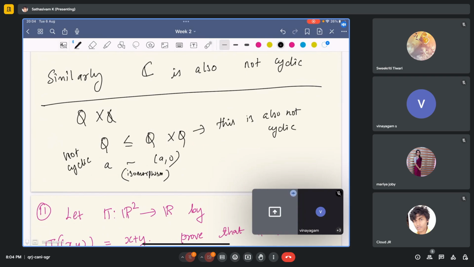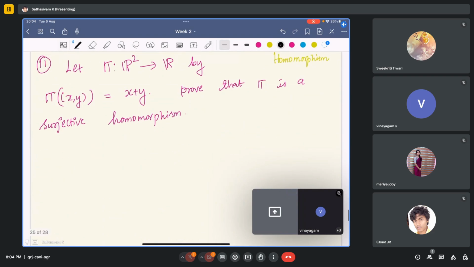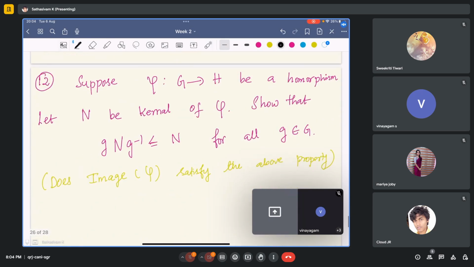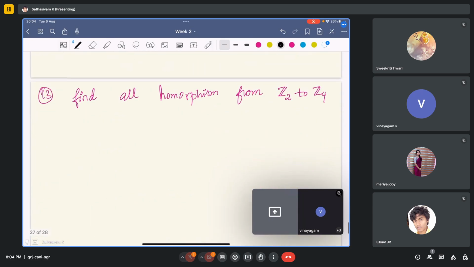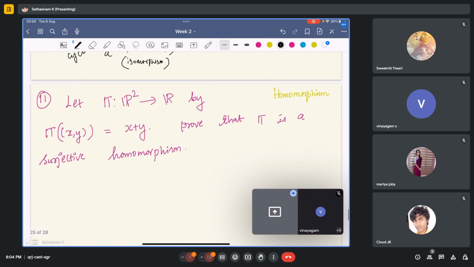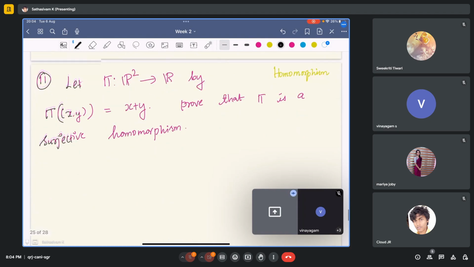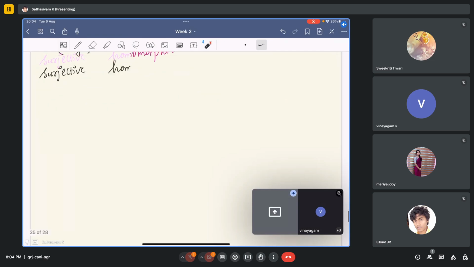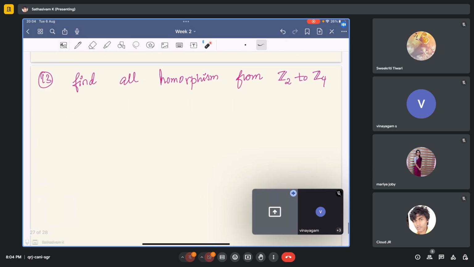So these are the problems we have. Now let's move on to homomorphism. Maybe I will check which are the interesting problems I have. I have a few problems, but the time is less, so I will probably do the interesting one. These problems are just where you have to prove something is a homomorphism. That probably you can try. Maybe I'll leave those things as exercise. But let's do this one.